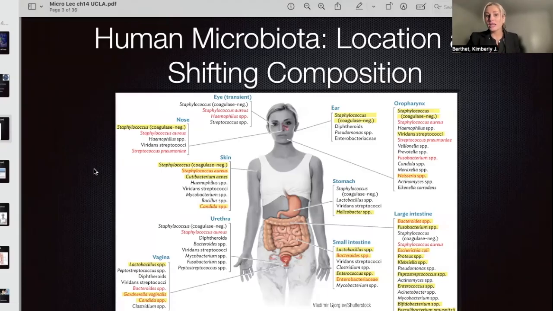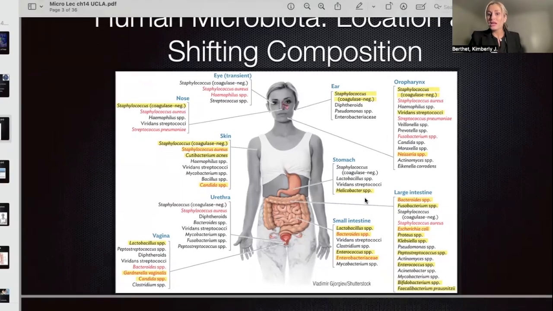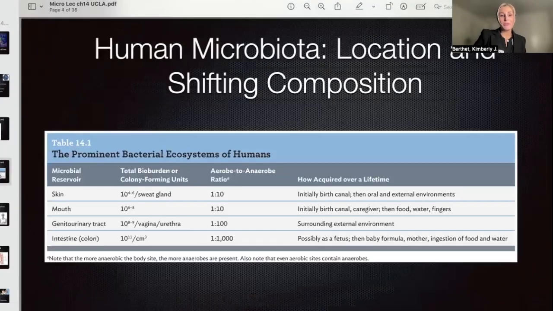This image here highlights some of the main organisms that we may be familiar with. We're going to name a couple of them too. So we've probably heard of things like Staphylococcus, Candida, Helicobacter, Lactobacillus. Those are a lot of the common microorganisms. So we'll mention a couple of them coming up here.